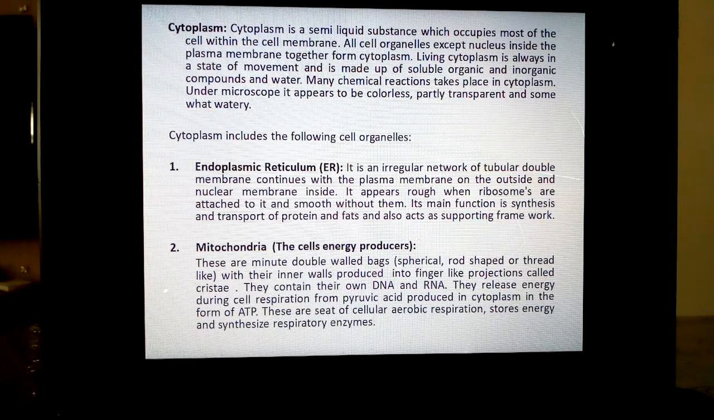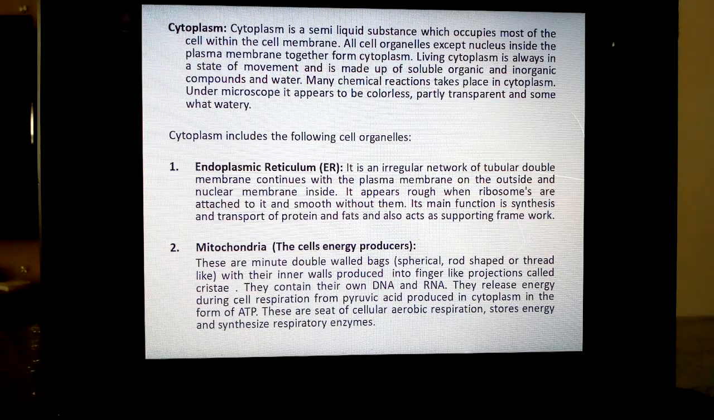The main function of endoplasmic reticulum is synthesis and transport of proteins and fats, and it also acts as a supporting framework. So as it is a reticulum, it is a supporting framework. It supports, and it has the connection from the cell membrane on the outside to the nucleus inside. So it communicates, it transports, got it? It acts as a pathway. Is that clear? It acts as a pathway and communicates with the nucleus and other cell organelles.